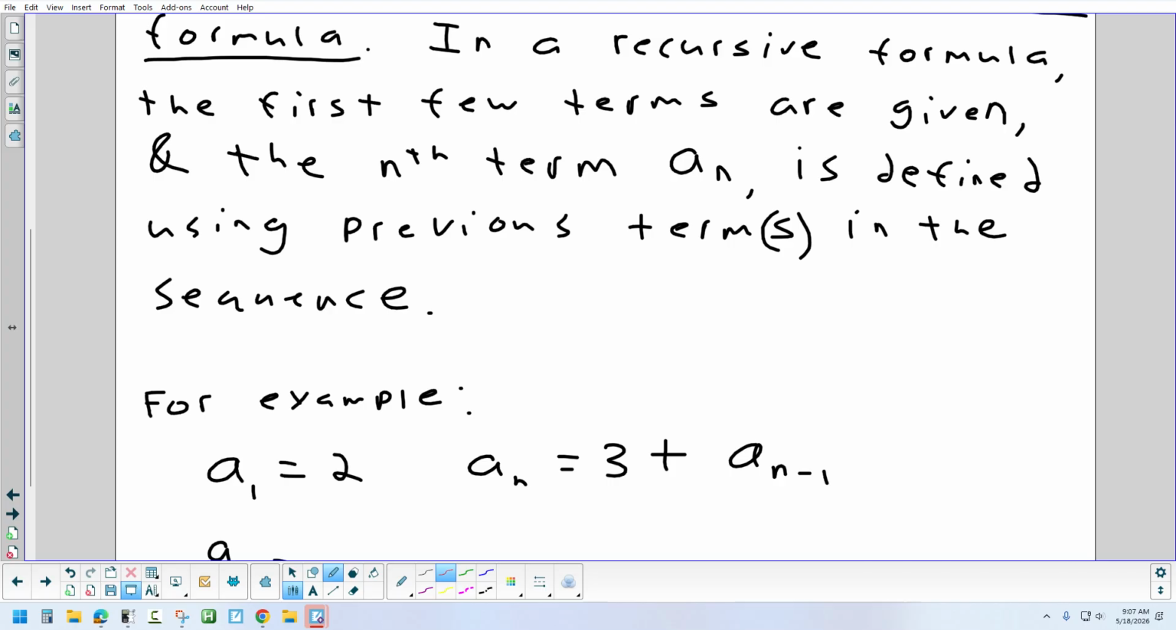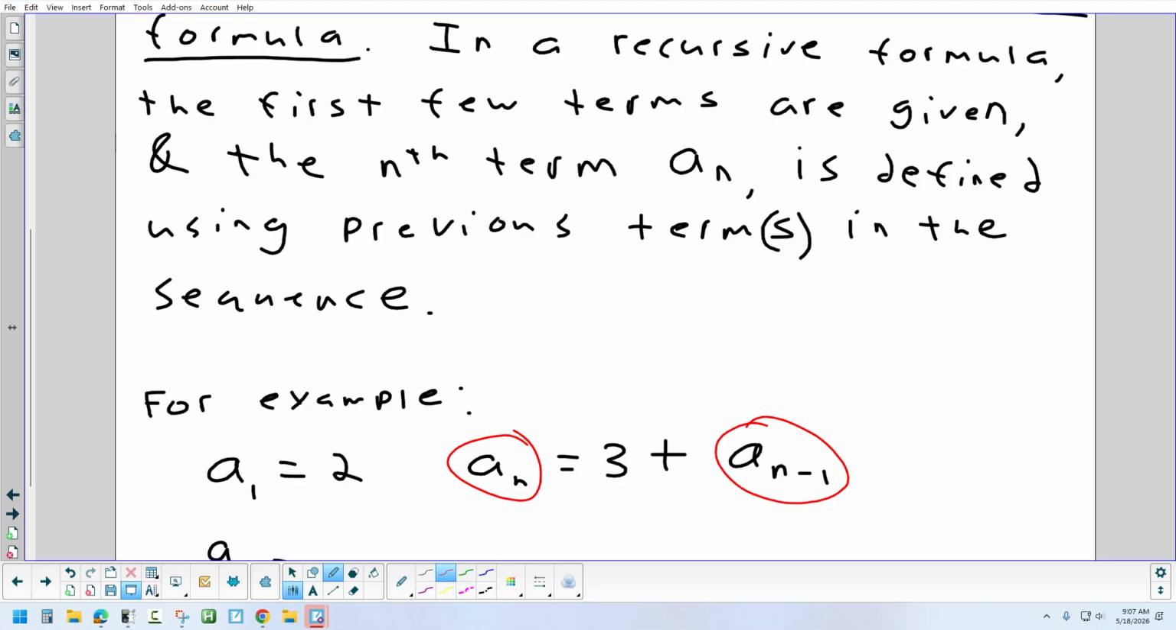Okay, so looking at what I have here, does that formula look like an explicit formula or a recursive formula? Yeah, it's recursive. Anytime you see a formula that depends on doing something to the one that comes before the one you're trying to find, that is recursive.